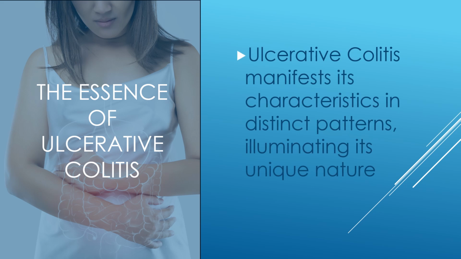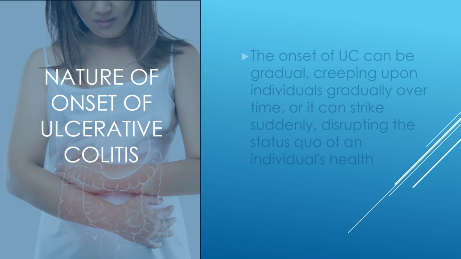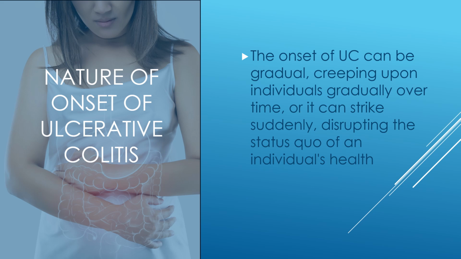The essence of ulcerative colitis. Ulcerative colitis manifests its characteristics in distinct patterns, illuminating its unique nature. Nature of onset of ulcerative colitis. The onset of UC can be gradual, creeping upon individuals over time, or it can strike suddenly, disrupting the status quo of an individual's health.